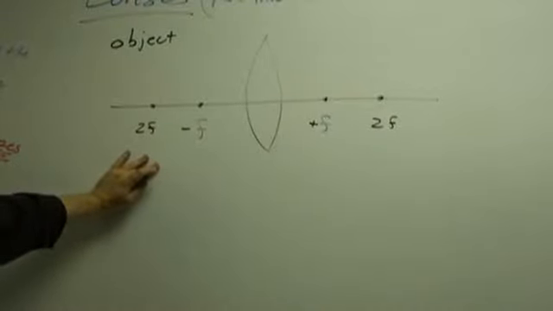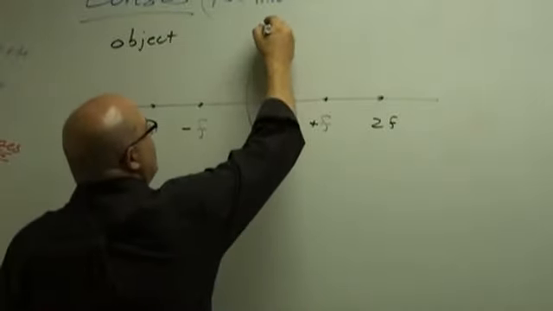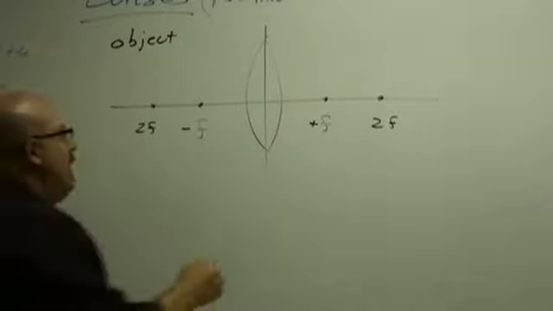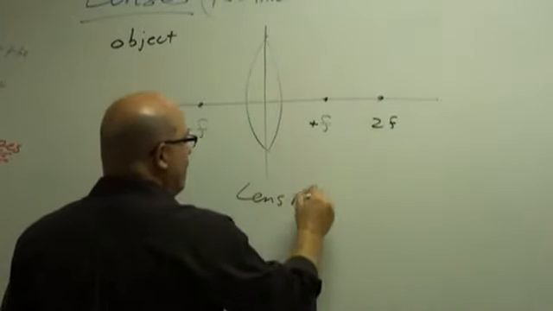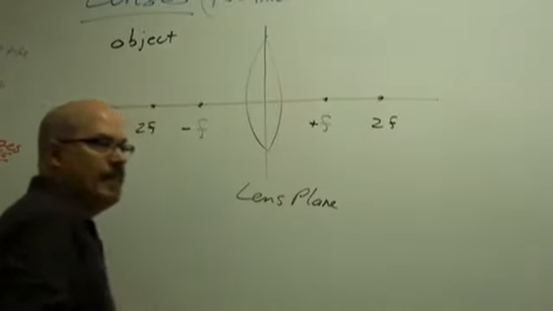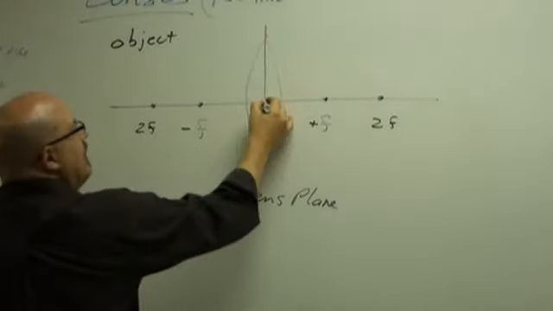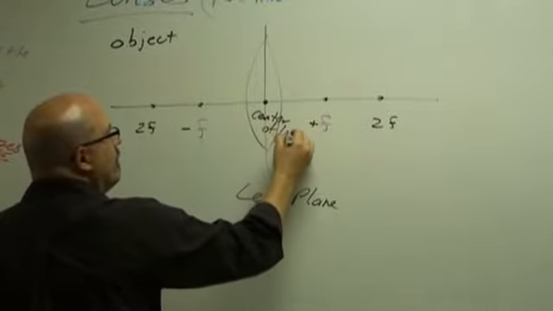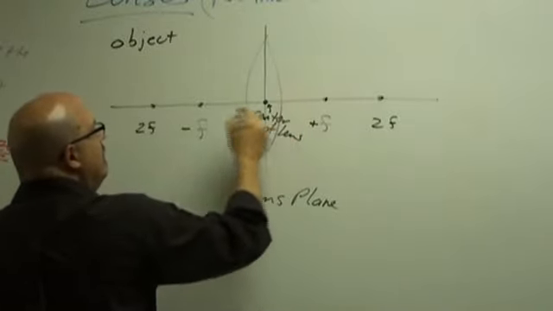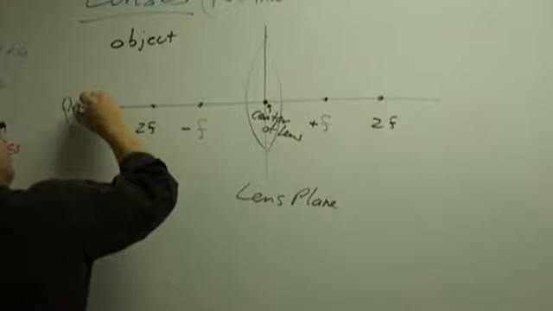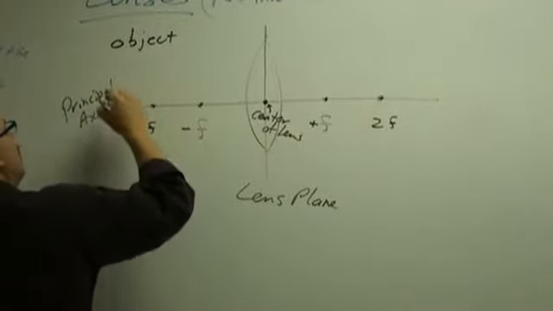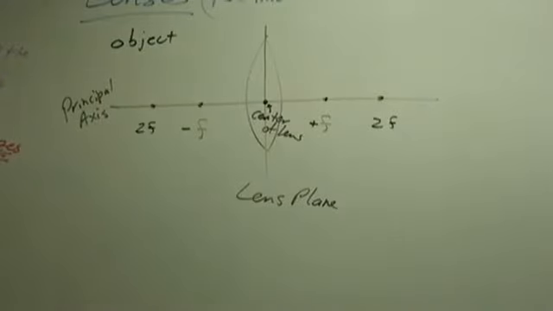Light coming from the left. Oh, wait a minute, I forgot something. Draw a line down the center, called the lens plane. So this is called the center of the lens. The center of the lens is where the principal axis and the lens plane cross. Okay?